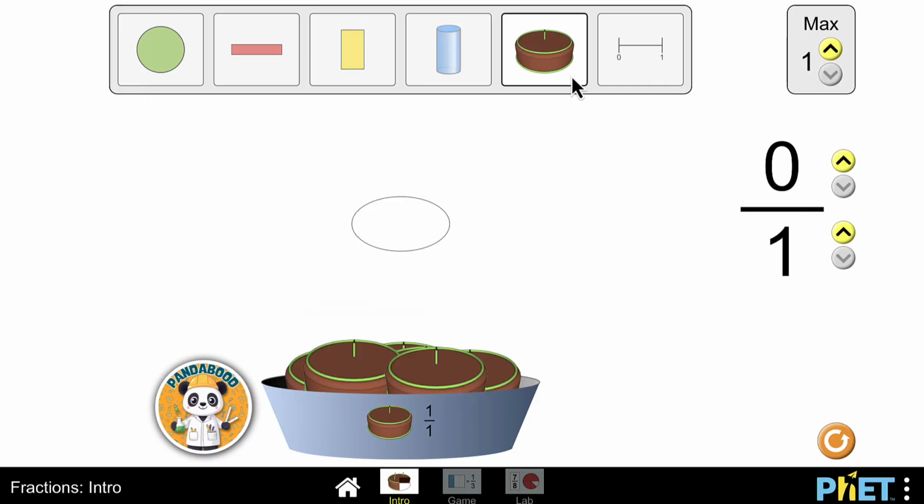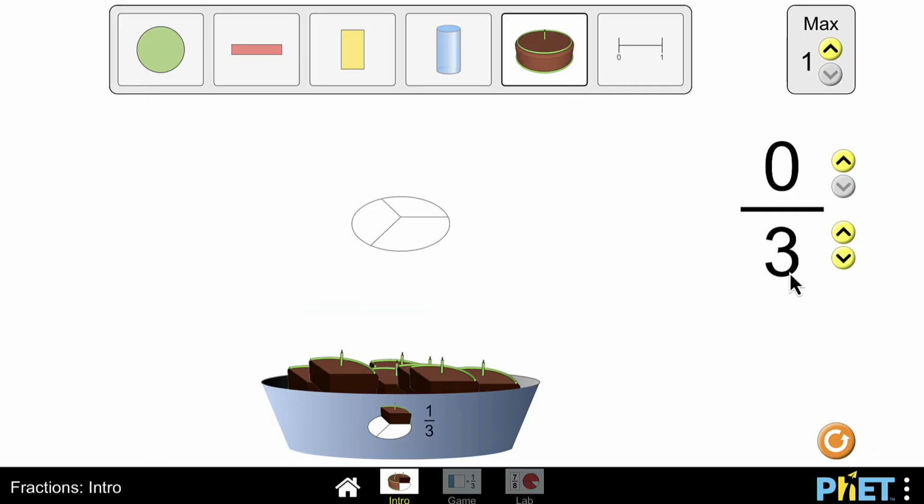For example, if you have a cake and you make the denominator, let's say 3, it divides this into 3, but you don't have anything because of this 0. So if you add 1, this is 1 out of 3. So this is how many pieces you have out of how many. So 2/3, 3/3, and so on.